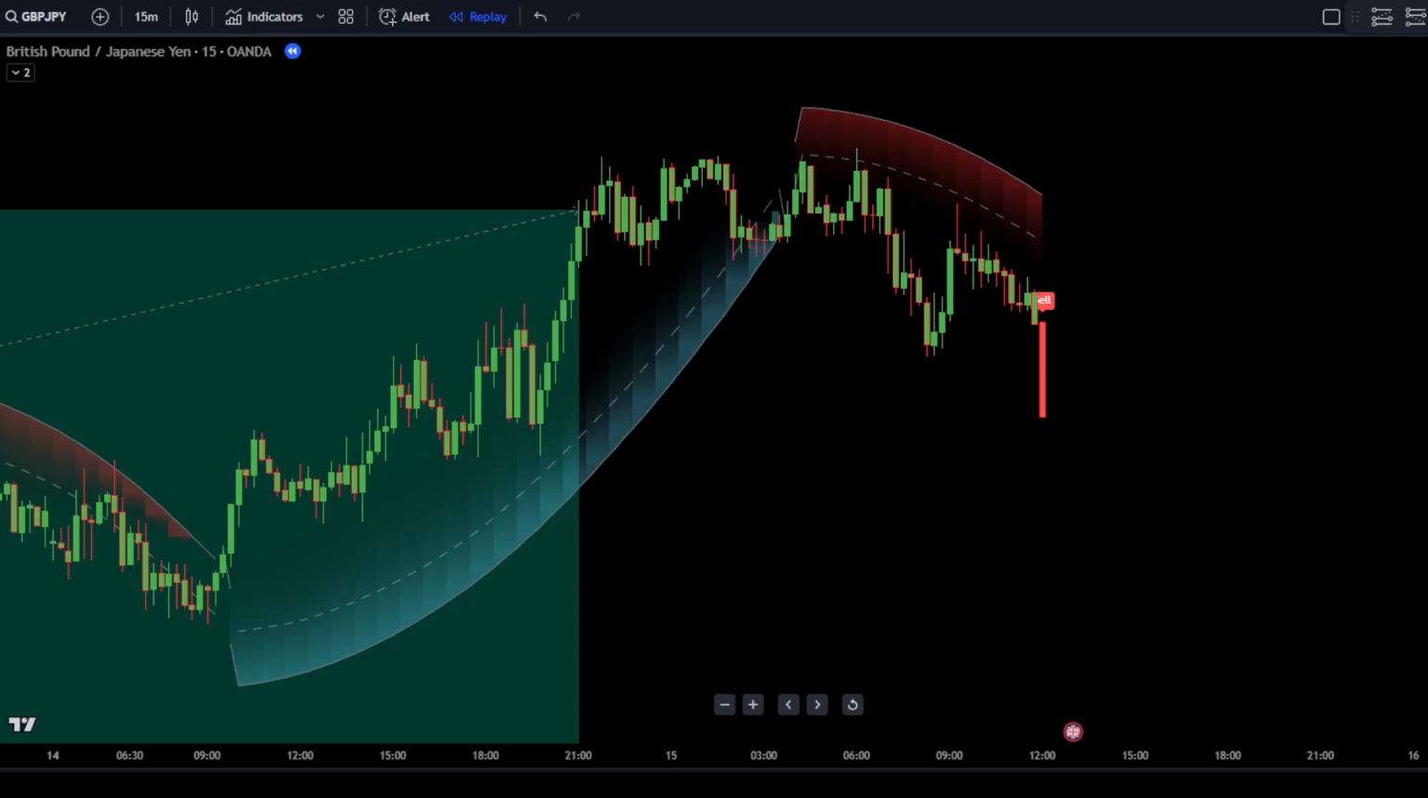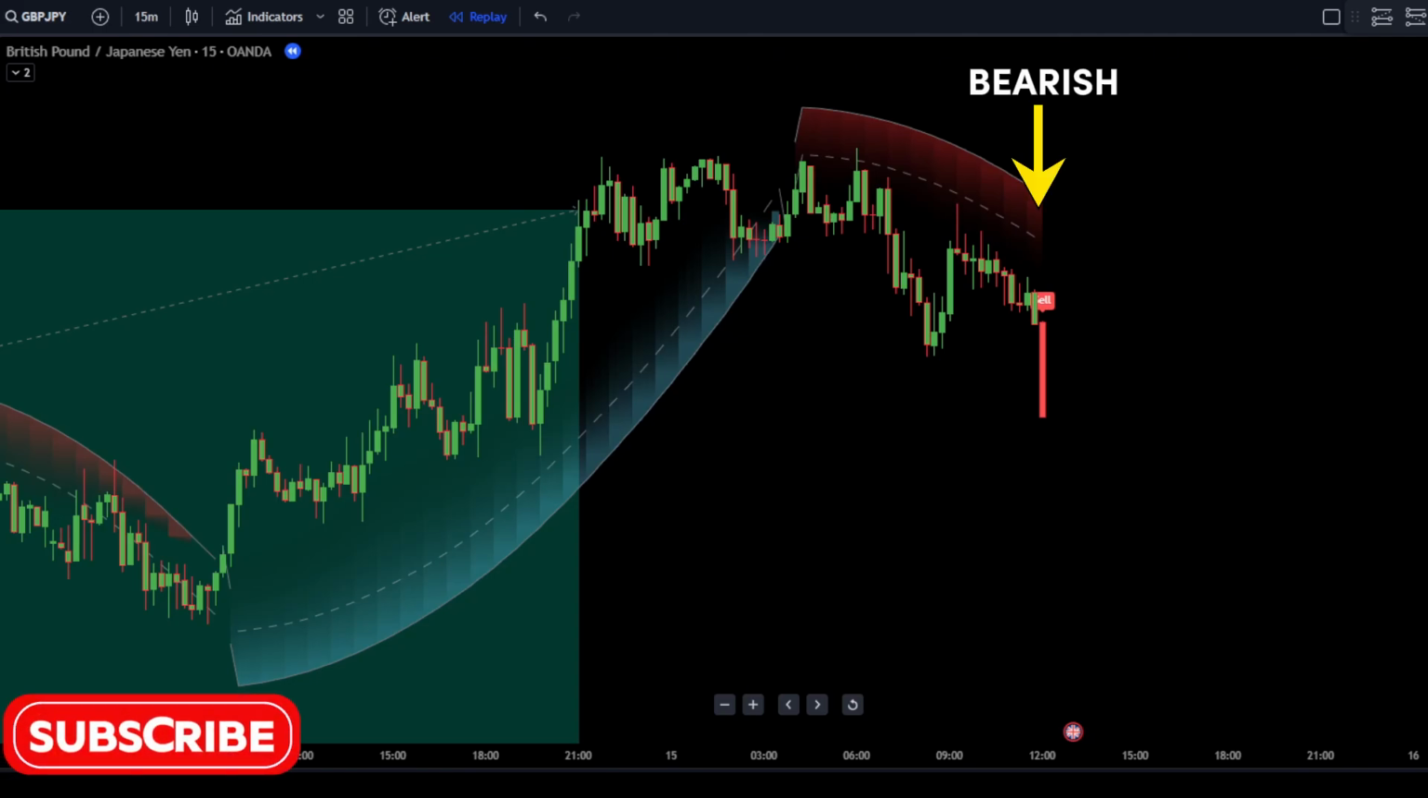How to place a sell order. If the Radius Trend Indicator is red, it signals a bearish trend. In this situation, your main focus is to find the best point to place a sell order.